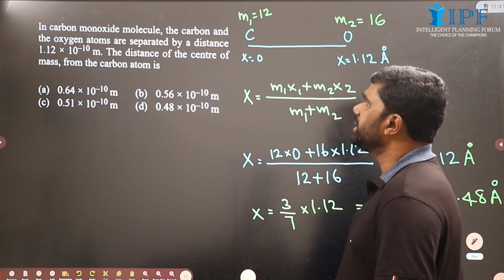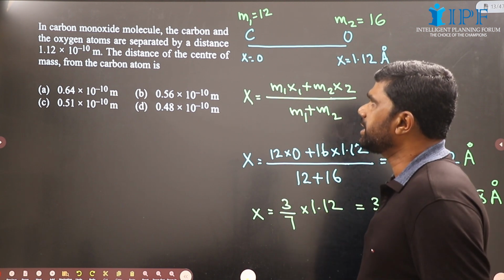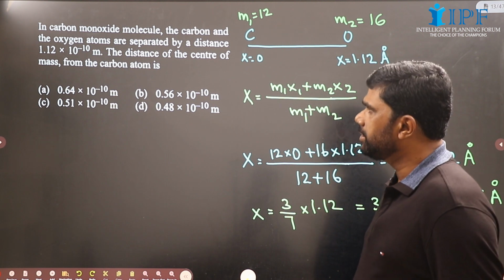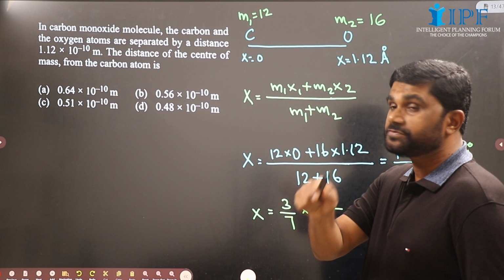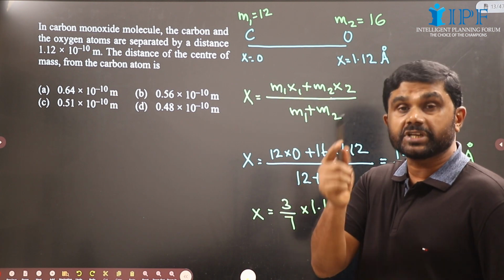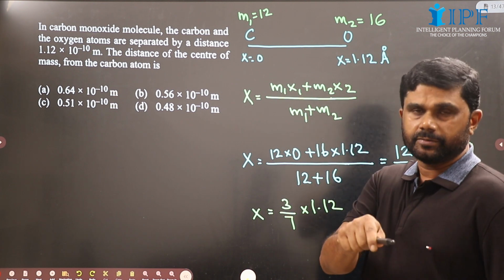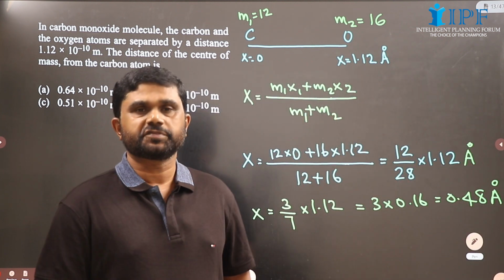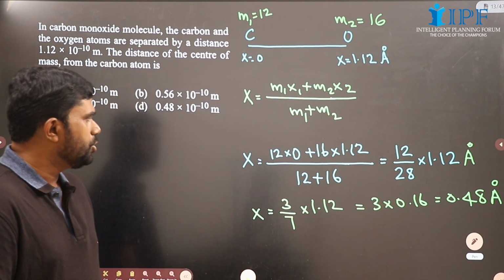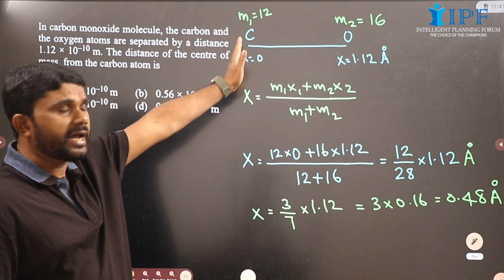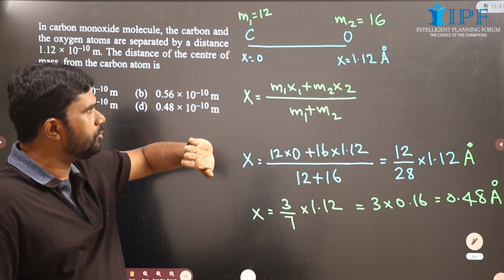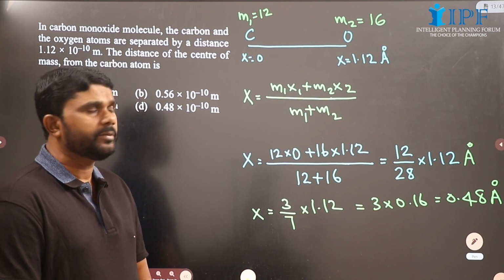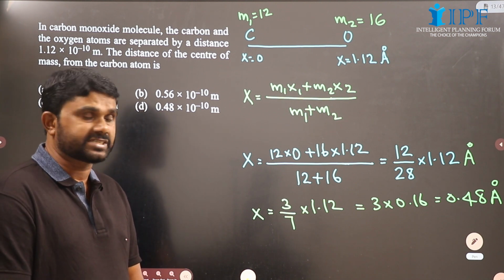Next, in a carbon monoxide molecule, the carbon and the oxygen atoms are separated by a distance of 1.12 × 10^-10 meter. Find the distance of the center of mass from the carbon. Choose the position of the carbon as the origin. This is the formula for the x coordinate of the center of mass of a two particle system. The position of the carbon atom is x = 0, so the position coordinate of the oxygen atom will be x = 1.12 angstroms.